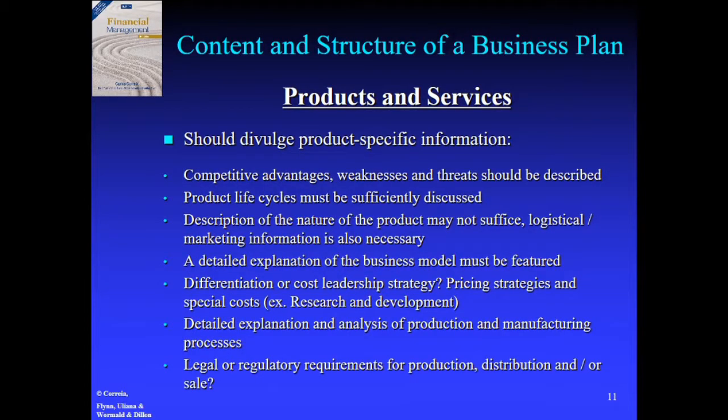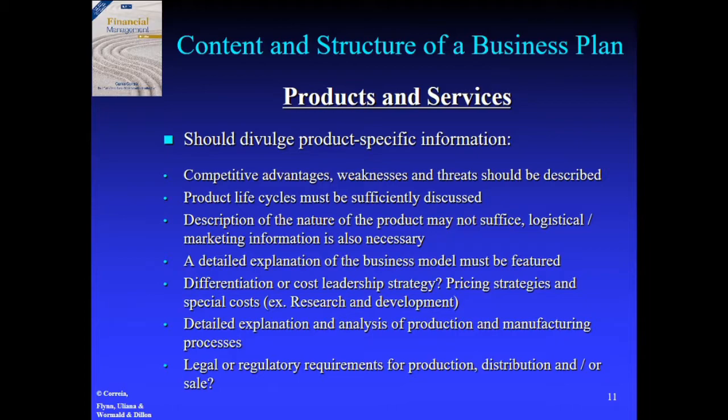So the business plan should also give information about the products and services of a company. So it is important that any competitive advantage, weaknesses, and threats should be described in the business plan. Product life cycles must also be sufficiently discussed and forecast. The business plan should also include a description of the nature of the products. A business plan should not only include the nature of the product, but must also include marketing information. So a detailed explanation of the business model must also be included.